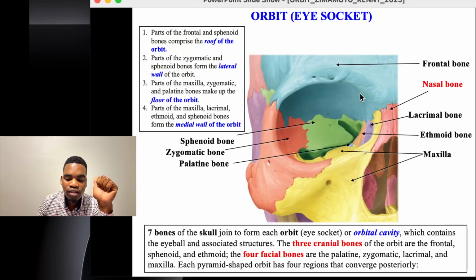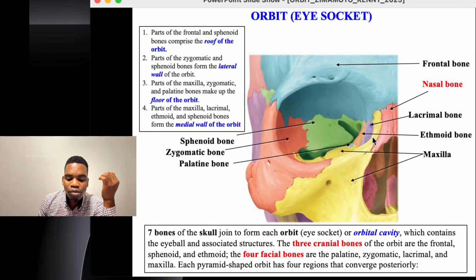What are the cranial bones? That's your frontal bone, the sphenoid bone, and the ethmoid bone. These are the cranial bones, and the remaining are facial bones. So the frontal bone is forming the superior orbit, the roof of the orbit, and then the sphenoid is forming most of the posterior wall of the orbit. The medial wall is contributed by the ethmoid bone.